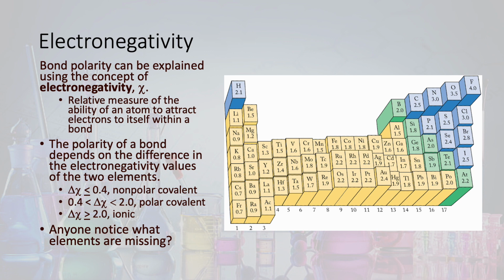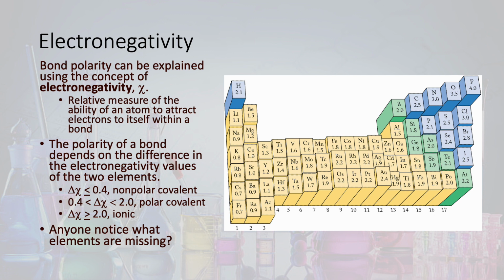If the difference in electronegativity is less than or equal to 0.4, we would consider that a nonpolar covalent bond, right? If we look closely over here at carbon, which has an electronegativity of 2.5, and subtract hydrogen's electronegativity, 2.1, that would leave us 0.4, right? So that would be considered a nonpolar covalent bond.